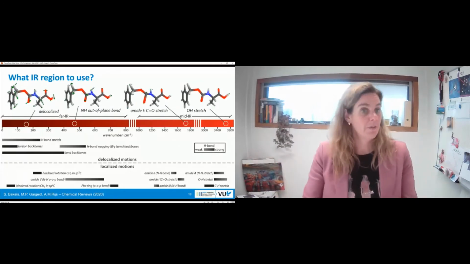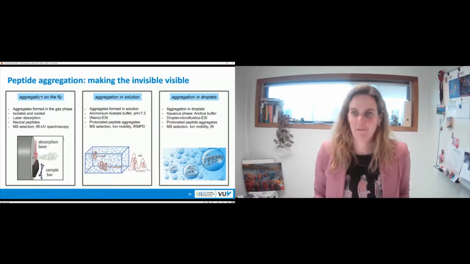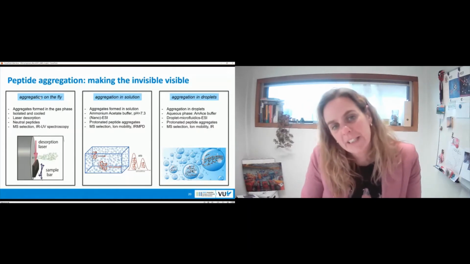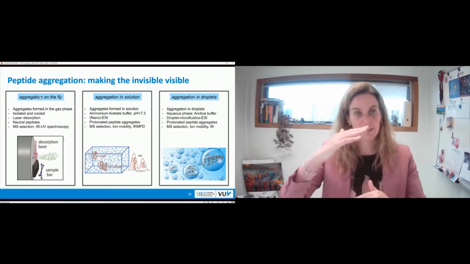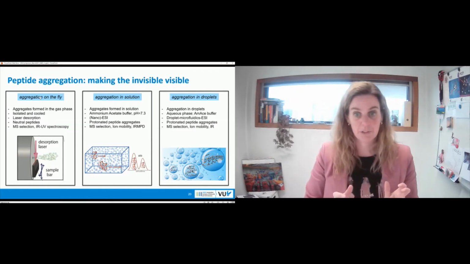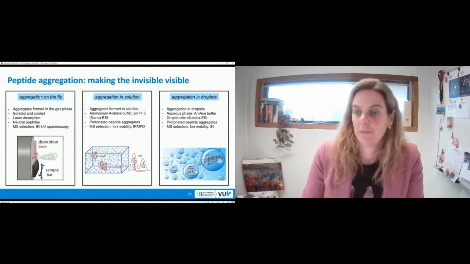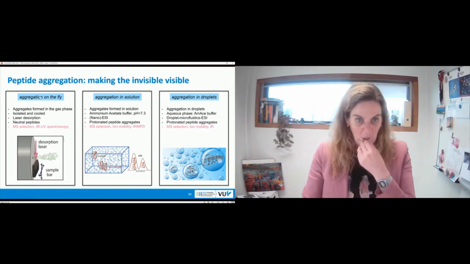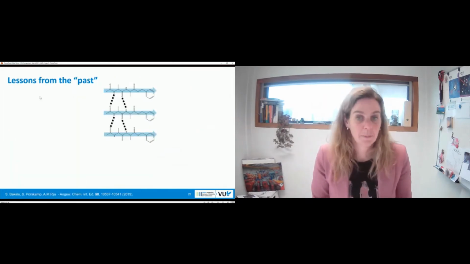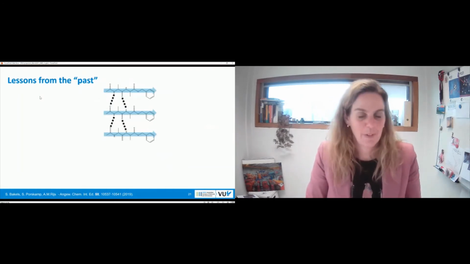So which infrared region do we use? For that, we go to our experiments, and we study aggregation in 3 types of experiments. We form the aggregates, so the clusters, on the fly inside the mass spectrometer. We form them in solution and then bring them into the gas phase, and we form them in droplets. But what every technique has in common is that we do mass selection and infrared spectroscopy. So what did we learn previously? We looked at this monopeptide to see what is important.